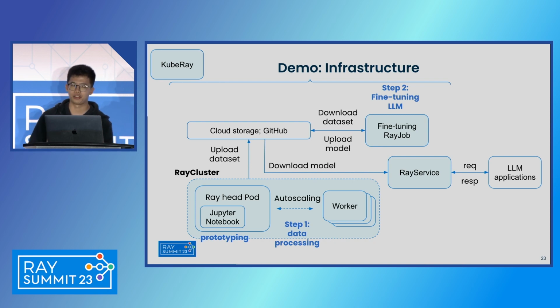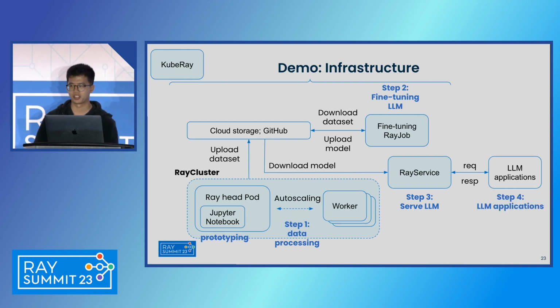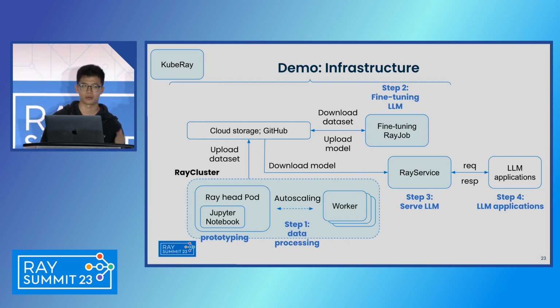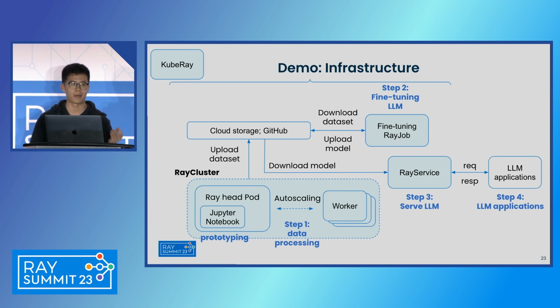And then after the fine-tuning, it will upload the model checkpoint to the cloud storage. And then step 3, we can use the Ray service to serve our fine-tuned large language model. And for step 4, we will build an LLM application with LangChain and Gradio to showcase the application based on our endpoints served by Ray service.